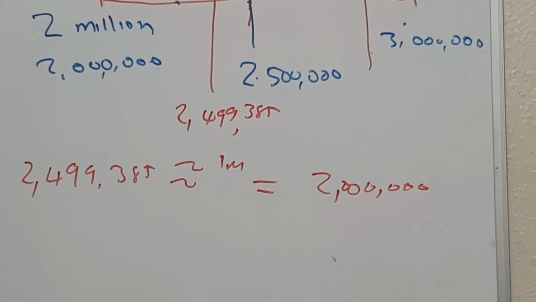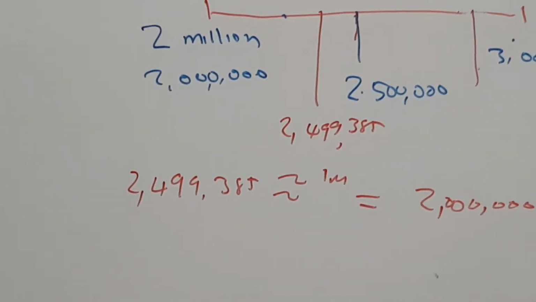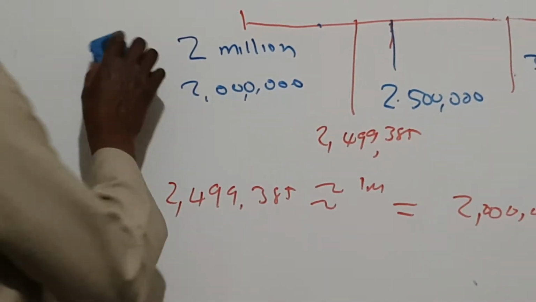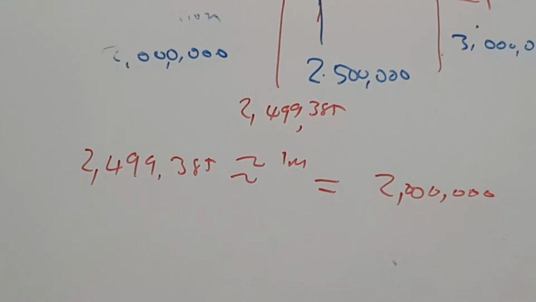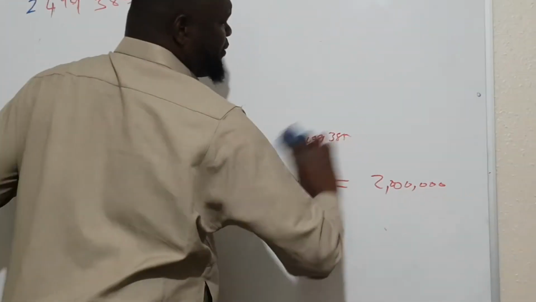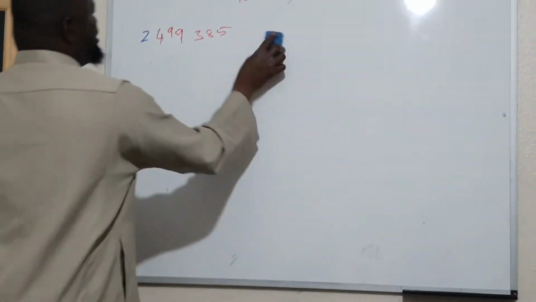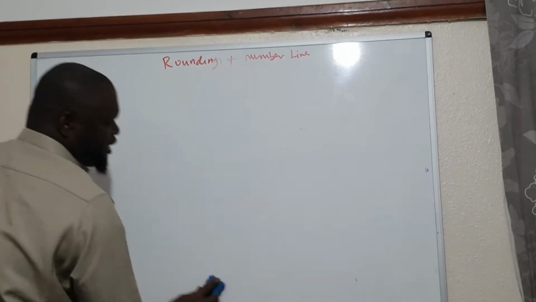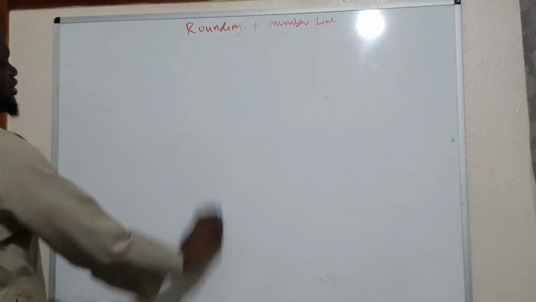So we have done 10, 20, so 100, 1,000, 10,000, 100,000, and then a million. Do you get this? Yeah. That is roundings. Now this is a bit different from significant figures, okay? If they say significant figures, it's a bit different, and we'll do that later. Now, let's concentrate on roundings.